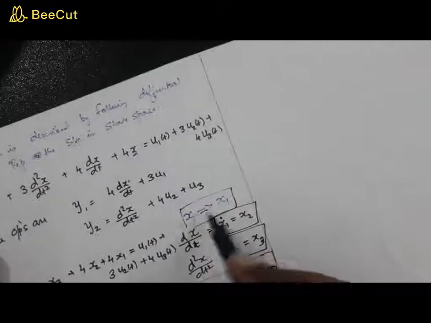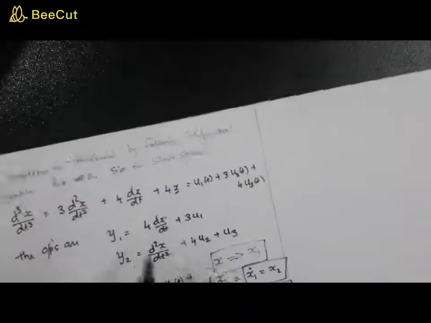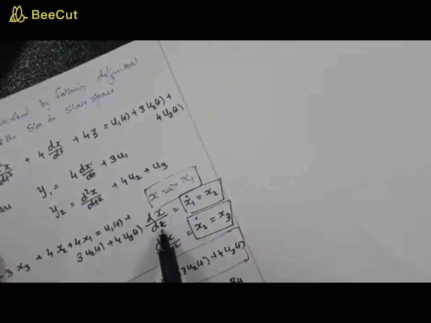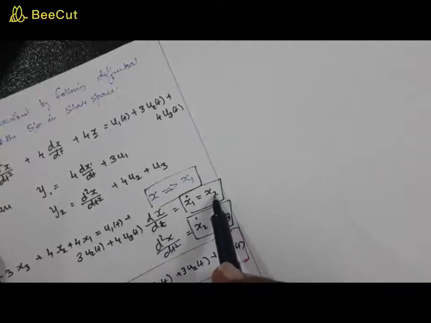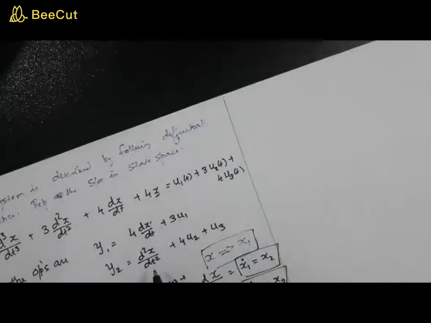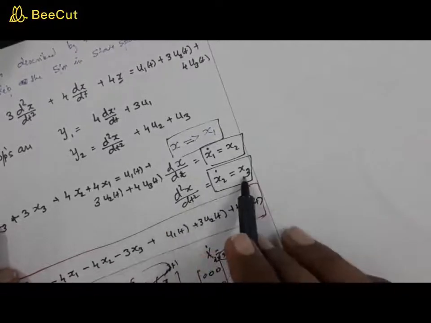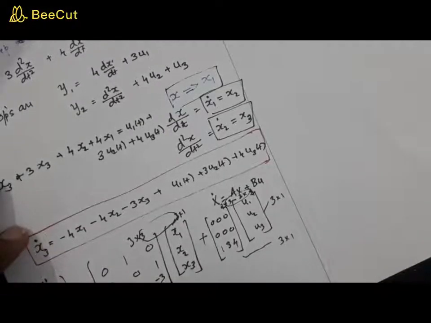So we have already assigned these to be x1, x2, x3. Now using that, you can rewrite this y1. What is your y1? y1 is 4 into dx by dt. What is dx by dt? dx by dt is assigned to be x2, right? So this is equal to 4 into x2 plus 3 into u1, right? And what about y2? y2 is d square x by dt square. What is d square x by dt square? Which is assigned to be x3. So y2 is equal to x3 plus 4 into u2 plus u3.